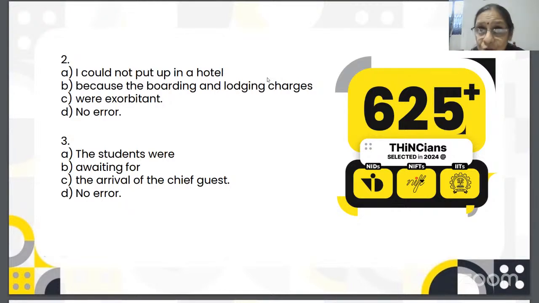Another answer is also possible. That is, the students were waiting for. When you use waiting, then you can use for. But when you use awaiting, do not use for. So there are two ways to answer the question. One is the students were awaiting the arrival of the chief guest. Another way is the students were waiting for the arrival of the chief guest.